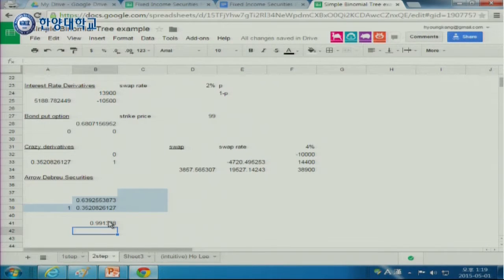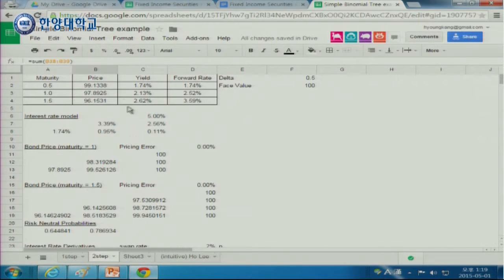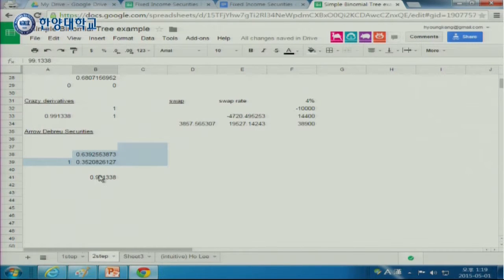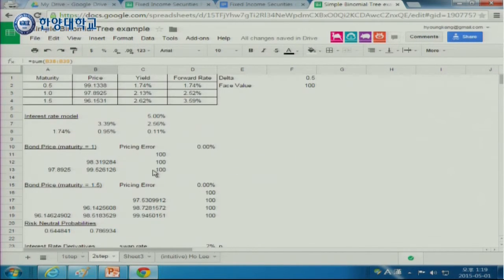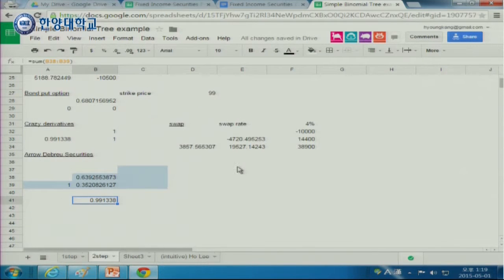And actually we already know. So let's check this one. $1, it is exactly 0.9913. So exactly the same. Actually, we already know the value of this zero coupon bond maturing in 6 months, which is actually this one. Identical, right? Of course, we have to multiply by 100, but this one is exactly the same as this one, right?